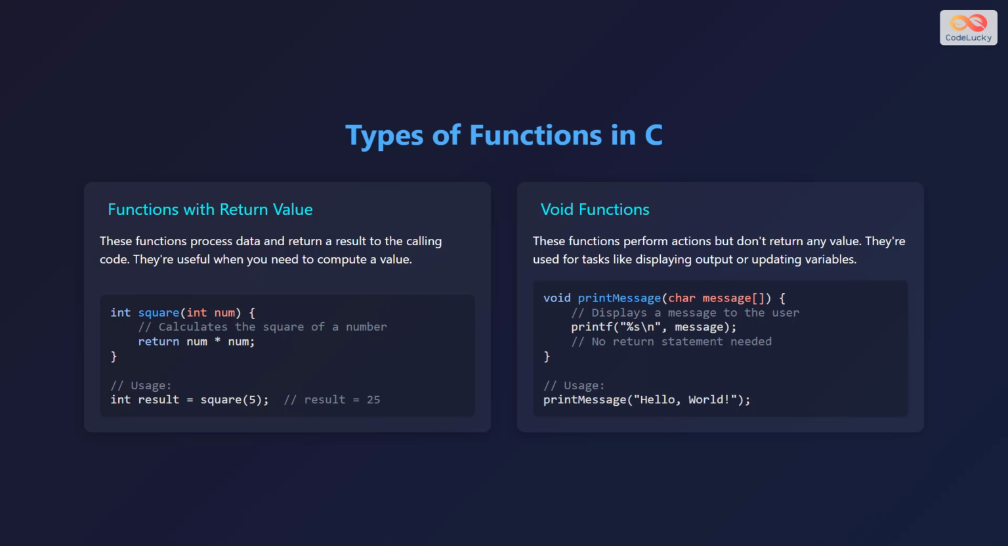Void functions, on the other hand, perform actions but do not return any value. These functions are used for tasks such as displaying output to the console or updating variables. For example, the printMessage function takes a character array message as input and prints it to the console using the printf function. Notice that void functions do not have a return statement.